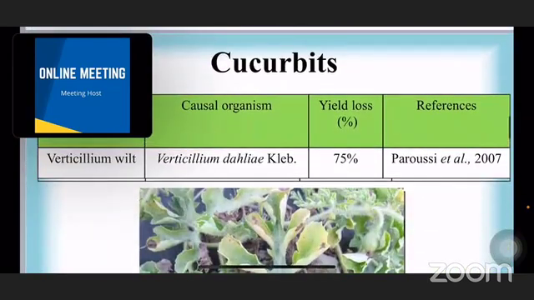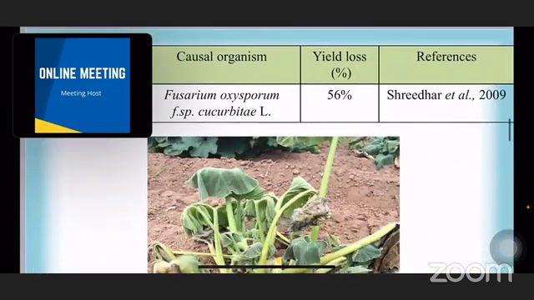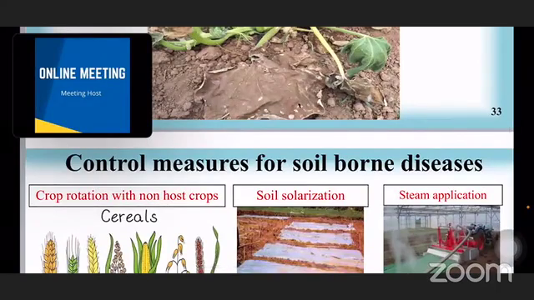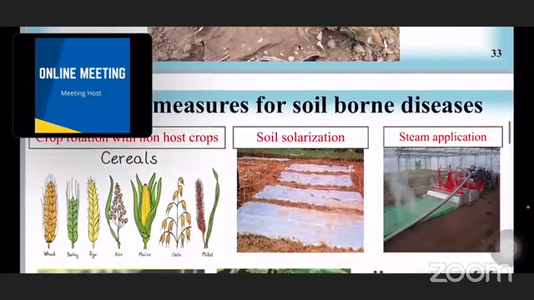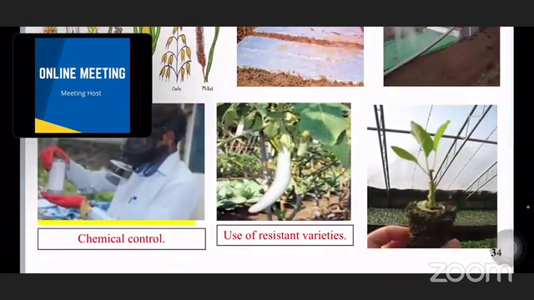In case of cucurbits, Verticillium wilt in watermelon, and crown and root rot in bottle gourd. Likewise, many soil-borne pathogens are causing us to lose our yield. So, various control measures for soil-borne diseases are crop rotation with non-host crops, soil solarization, steam application, then chemical control, and also use of resistant varieties. Using all these methods, we cannot control them completely. So, the best alternate method is grafting.